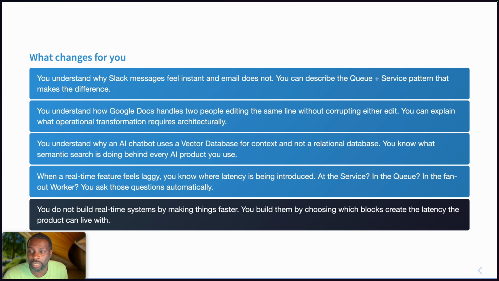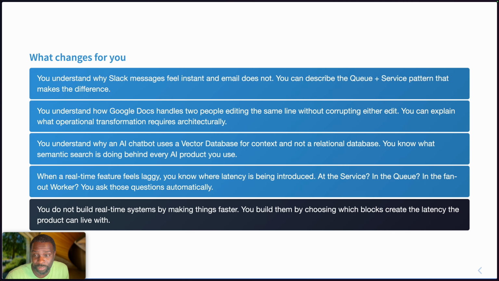You'll understand how Google Docs handles 2 people editing the same line without corrupting either edit. Operational transform, conflict resolution. You understand what the architecture requires to make that work, and you recognize the same pattern in any collaborative tool you encounter. You understand why an AI chatbot uses a vector database for context and not a relational database. You'll know what semantic similarity search is doing. You can explain why a chatbot retrieves the most relevant parts of the conversation history rather than reading the whole thing.